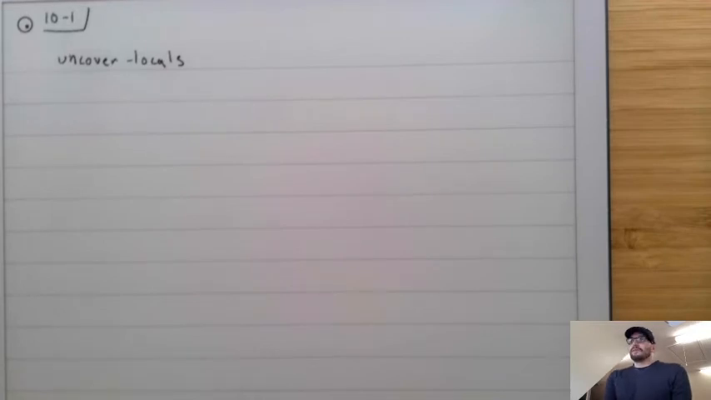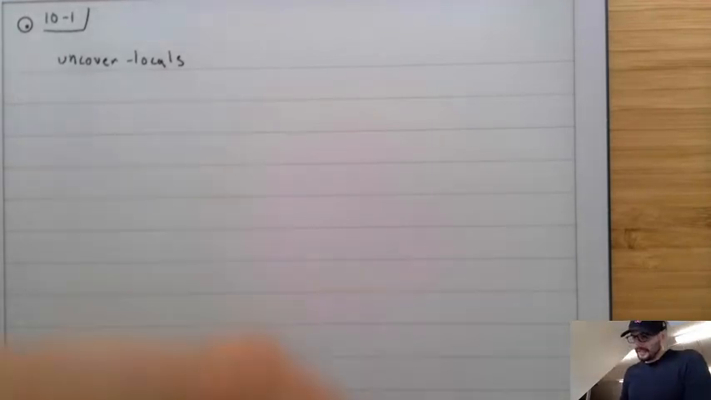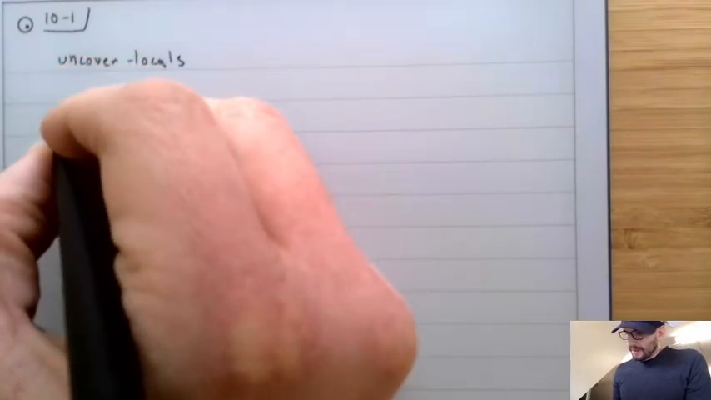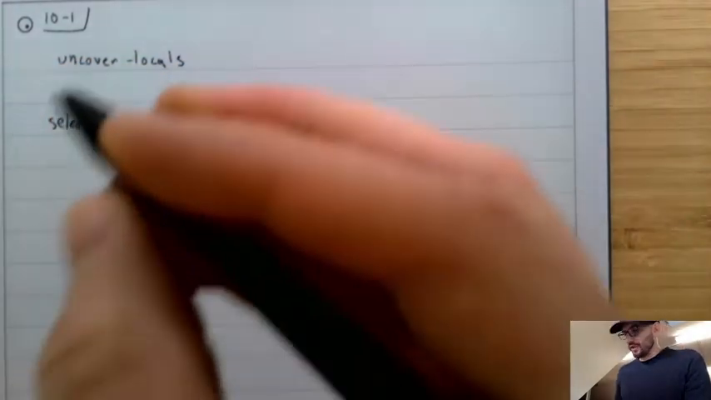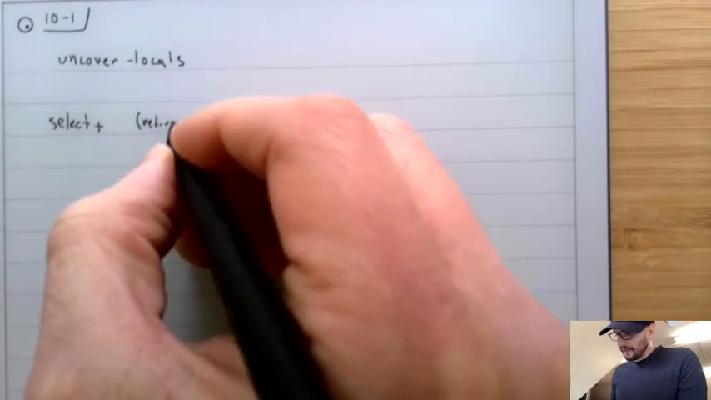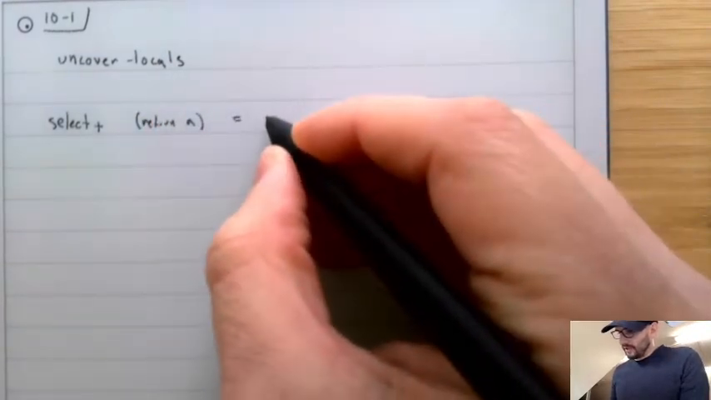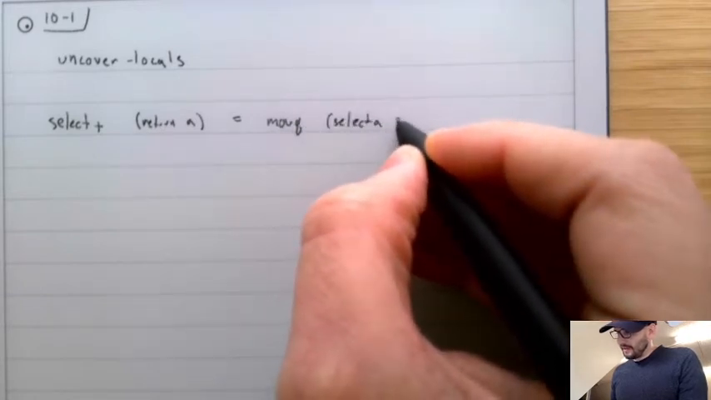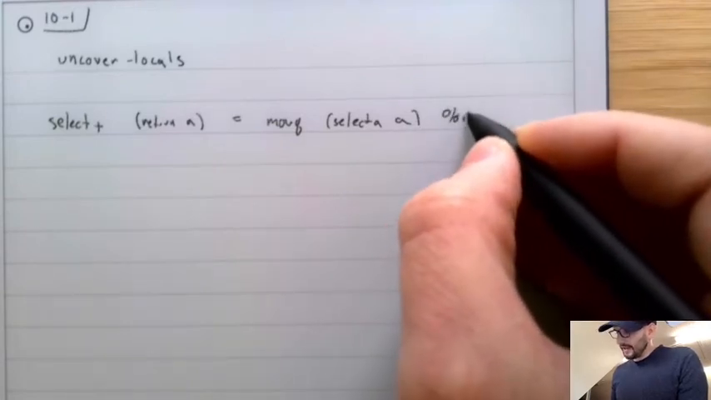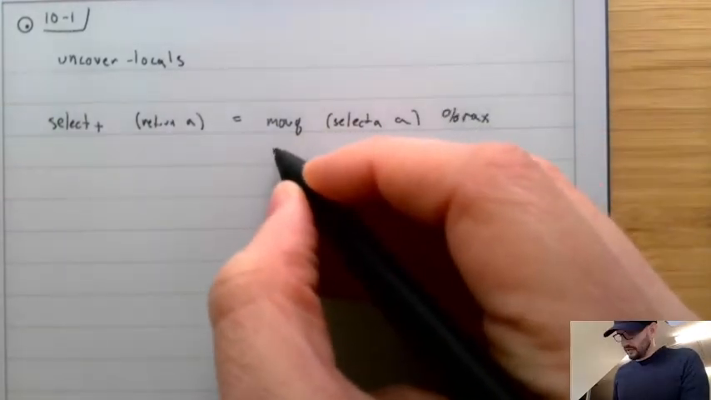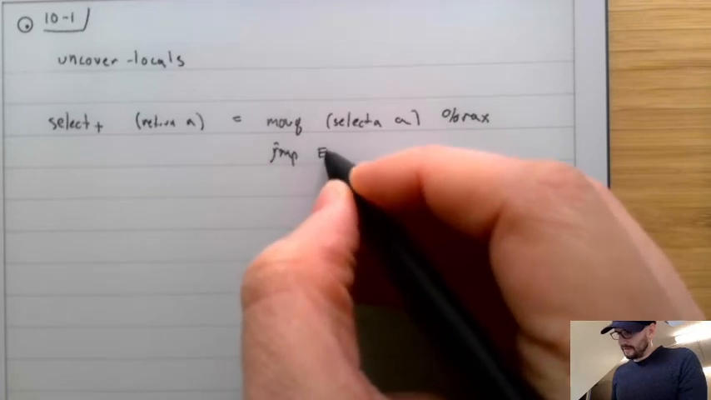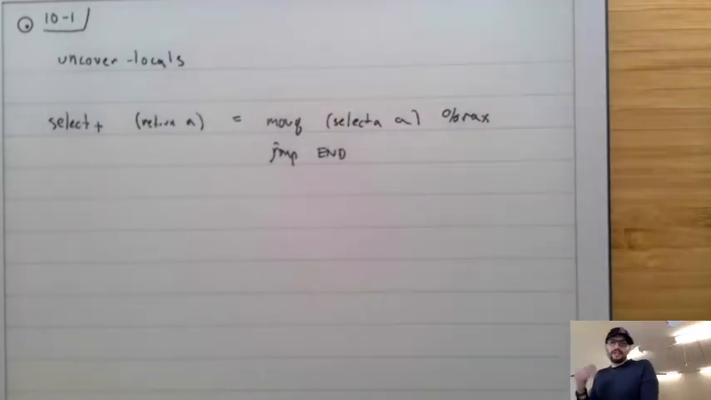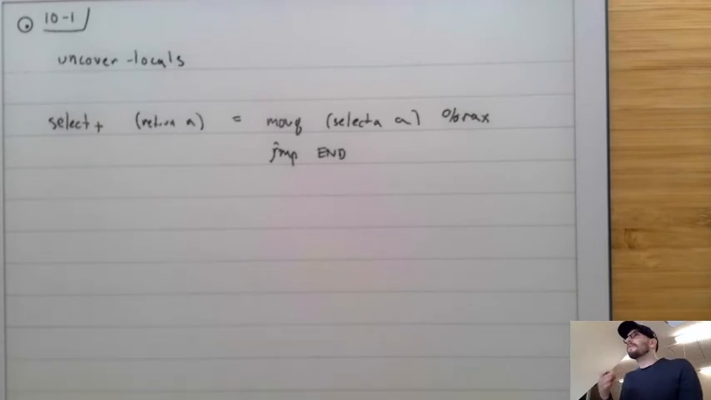Next thing we want to talk about is select. Select works like this. When you call select on a tail, you could get back a return A, in which case we move Q the select A of that A into RAX, and then after that we do a jump to the end. Remember, the end is the block that we generate that restores the stack space and stuff like that.